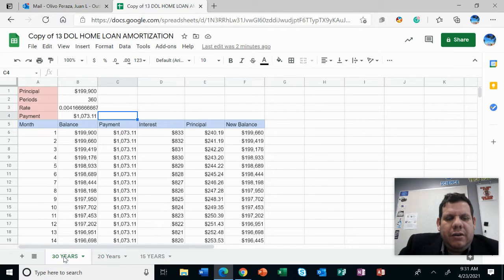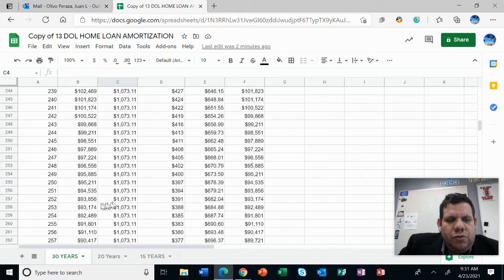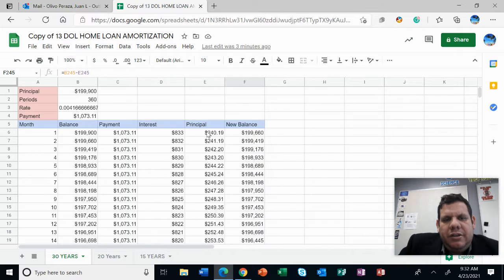Okay. So if you are right here in 30 years, and let's just check what is your balance for the month 240. Okay. So you're ending with 100,000 US dollars. If you have that money in cash, you can pay that in full and you forget about the interest from the month 241 on. Okay, so let's check the interest. The interest is the column D.